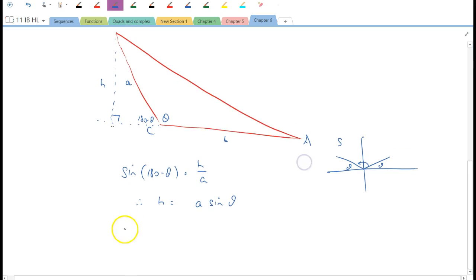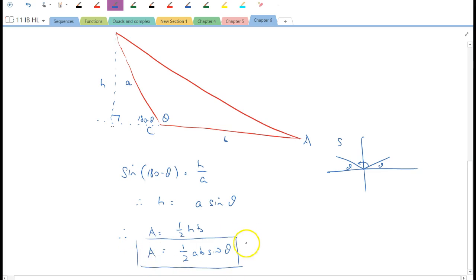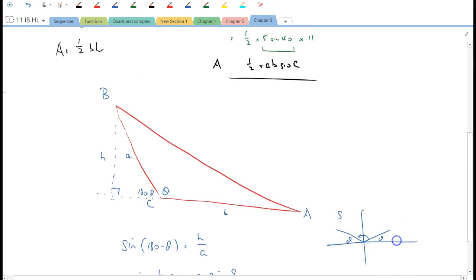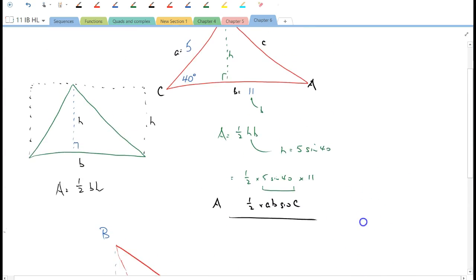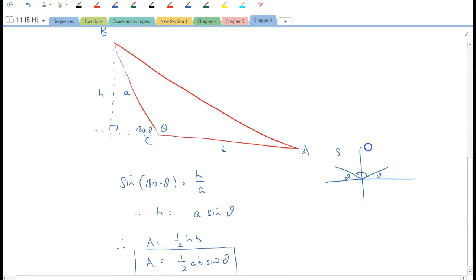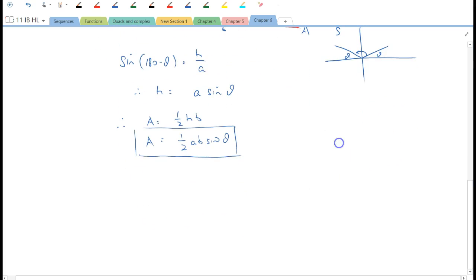So I could say therefore my area, which is a half h times the base, if we sub this value of h in, we get a half ab sine theta, with h being a sine theta and b being b. And that's how we derive the formula for the area of a triangle without being given its height. We've been given two sides and the angle included in those two sides. And that's it. That's all there is to it.